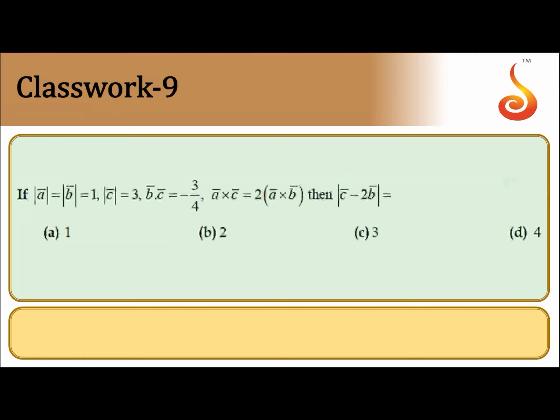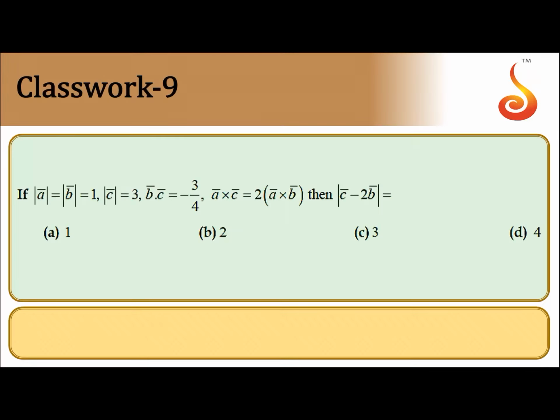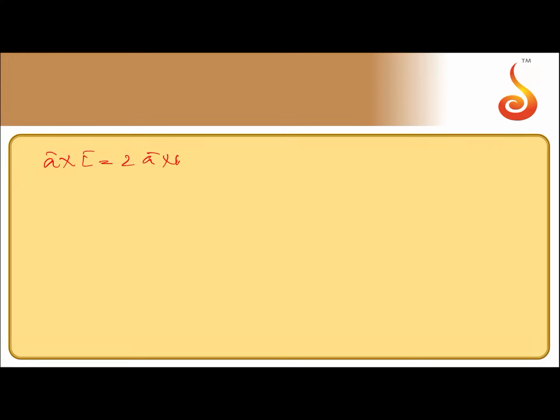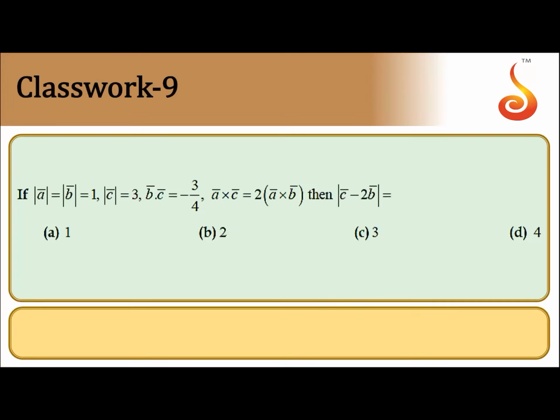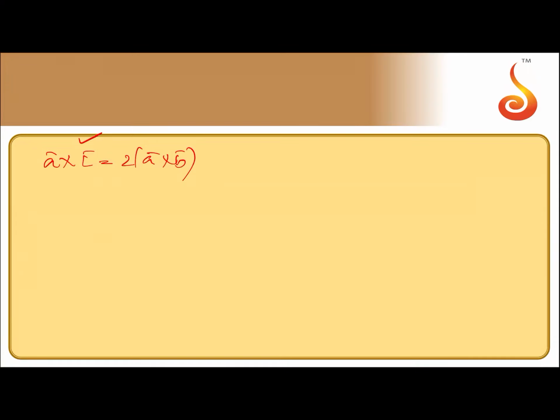A, B, C are unit vectors and B dot C is minus 3 by 4, and A cross C is equal to 2 times A cross B. You need to calculate the modulus of C minus 2B. So why don't you bring it to the left hand side: A cross C minus A cross 2B. Because 2 is a scalar, you can just multiply it in, and you'll be getting a null vector. Therefore it is A cross (C minus 2B) equals 0.